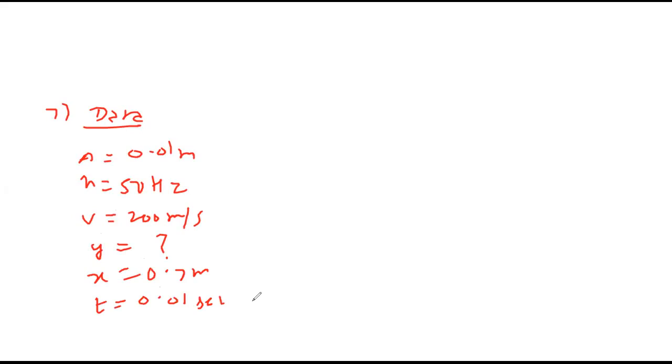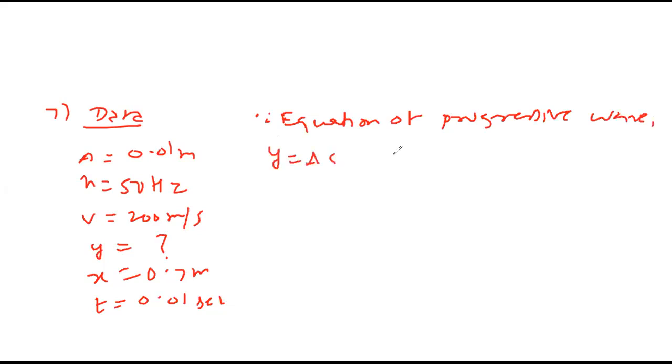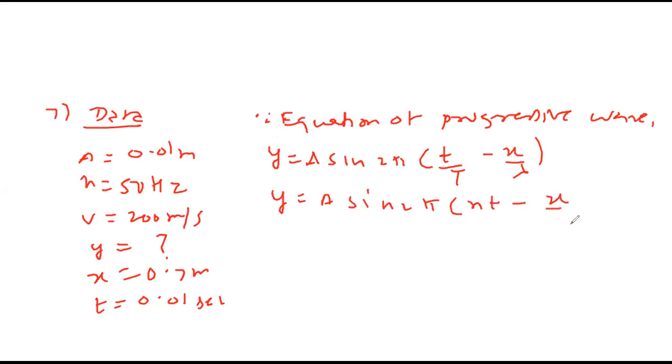So first I should find the equation, then substitute the value of x and t to get the answer. Since equation of progressive wave is y equals a sine 2 pi (t by T minus x upon lambda), so y will become a sine 2 pi, 1 upon T means frequency, and (t minus x by v) times n. So y becomes a sine 2 pi (nt minus nx upon v).